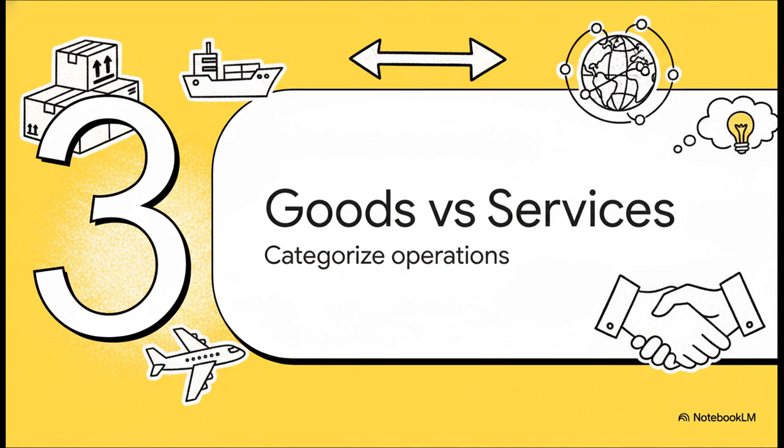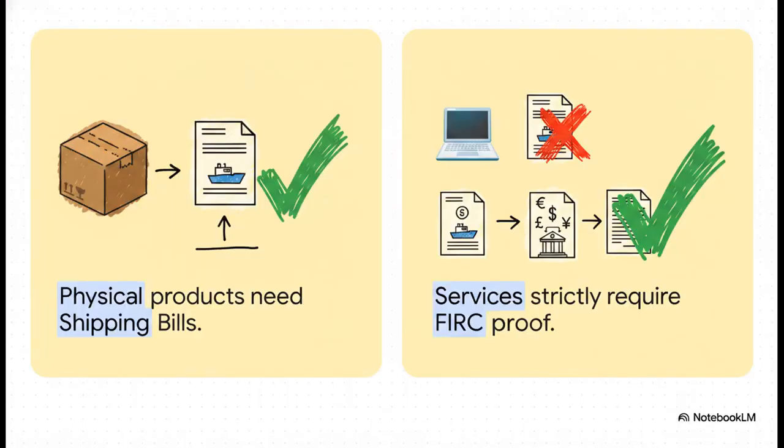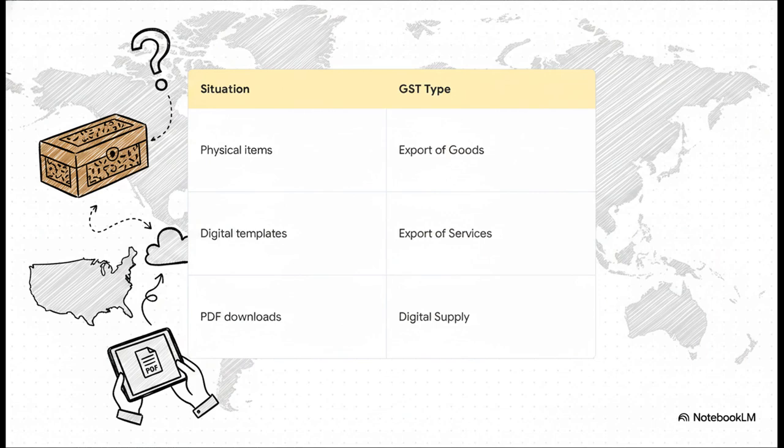Next up, Section 4, Head-to-Head: Goods versus Services. Time to categorize your business model. This direct comparison shows us exactly where the lines are drawn. For export of goods, you're dealing with physical products. Shipment is a clear yes, and that shipping bill or courier receipt is strictly required. But for export of services, shipment is a no, and a shipping bill is not required at all. However, and notice this bottom line, for services, that Foreign Inward Remittance Certificate, the FIRC, is absolutely mandatory to prove your export actually happened.